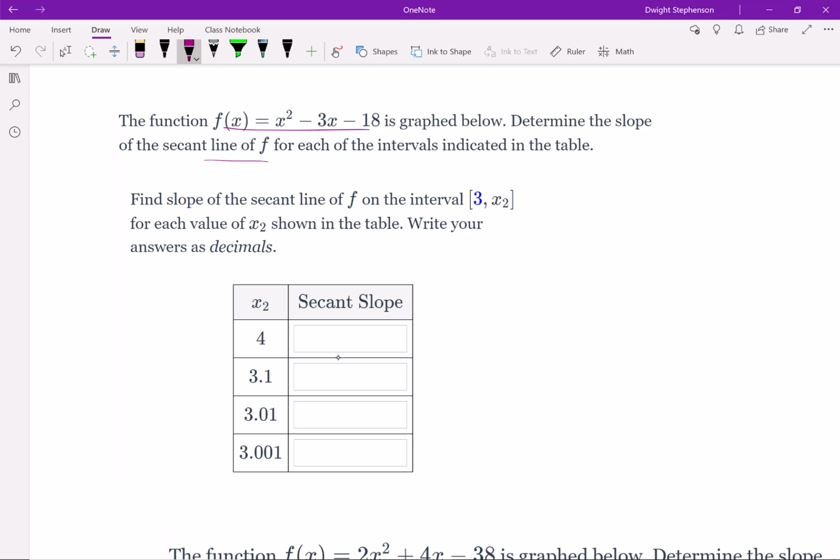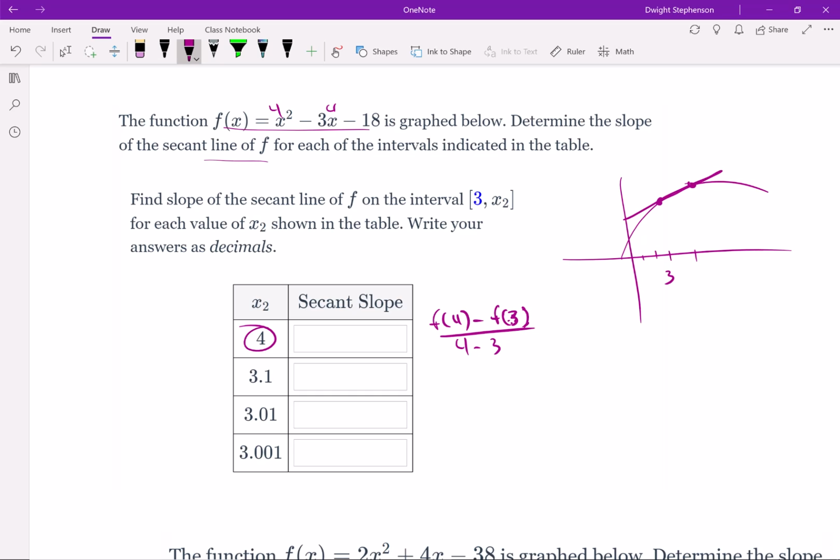So we're going between 3 and x. You can imagine if you have some graph, here's 3, and then the first value is going to be between 3 and 4. So I'm finding the slope of the secant line between 3 and 4. And the way we're going to do that is f of 4 minus f of 3 over 4 minus 3. To figure out f of 4, you have to take this 4 and plug it in up here. So 4 squared is 16, minus 4 times 3 is 12, minus 18. That's going to give me 4 minus 18 is negative 14 over 1. So in this case, the slope of the secant is negative 14.